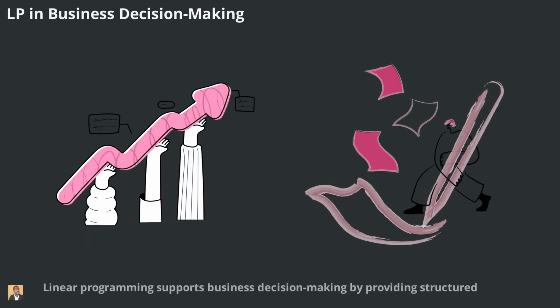Linear programming supports business decision-making by providing structured, data-driven solutions to complex problems. Managers use LP models to optimize resource allocation, production schedules, and supply chains. The graphical and simplex methods help businesses achieve their goals efficiently and effectively.